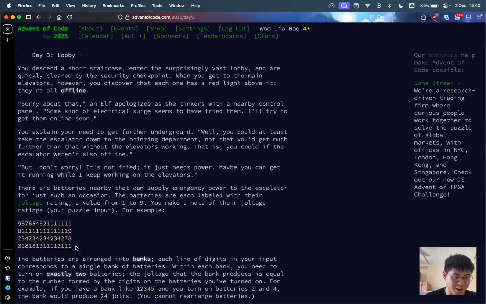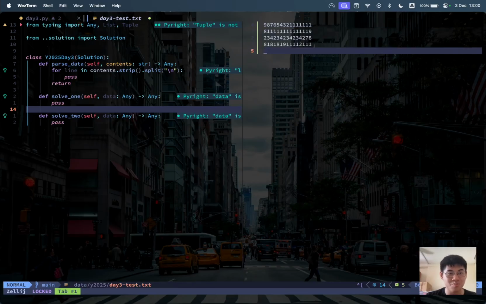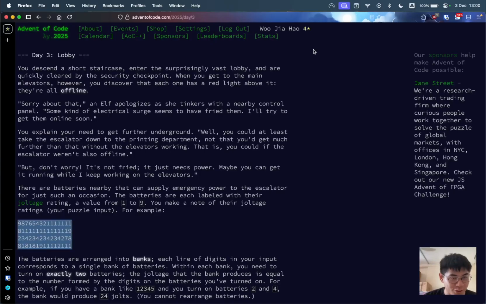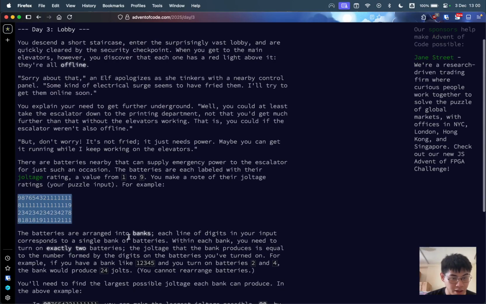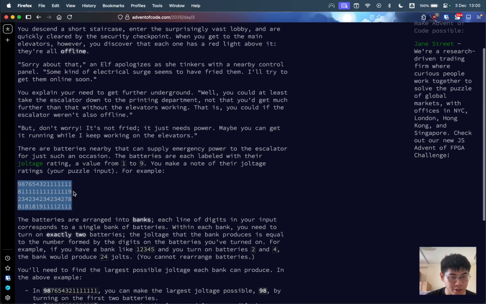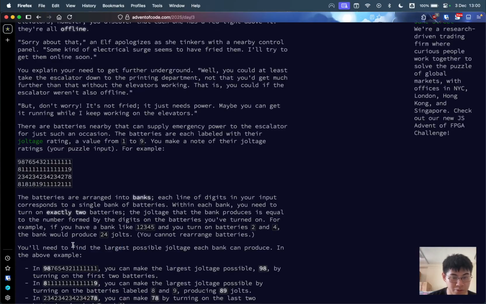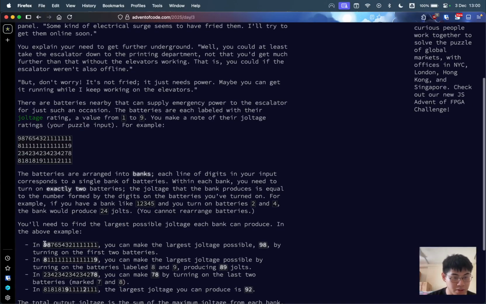So as per usual, I usually don't read the question first, I just paste the input and then deal with it later. So batteries are labeled from 1 to 9 and they are arranged into banks. Each line of digits is a single bank of batteries. So you need to turn on exactly 2, such that it is equal to the number formed by the digits of the bank. Right, so if I turn on 2 and 4, it produces 24 volts. So you need to find the largest possible voltage that each of them can produce.